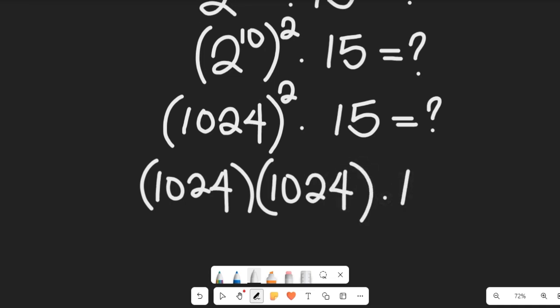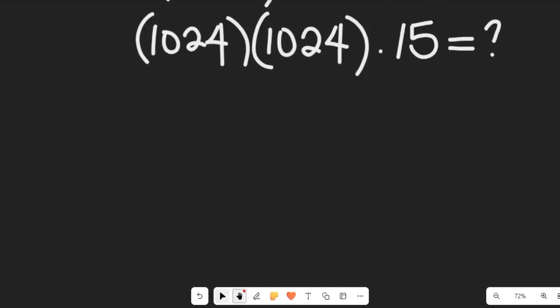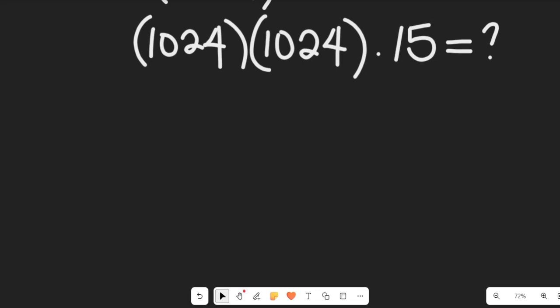And this will be multiplying 15. What will this whole thing give me? Now I can expand that. If I expand that, 1024 can simply give me 1000 plus 24. Yes. So I can simply simplify that so as to make my job a bit easier.